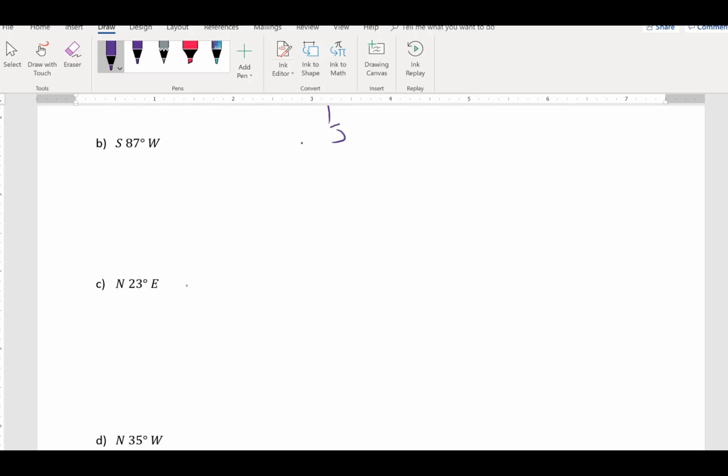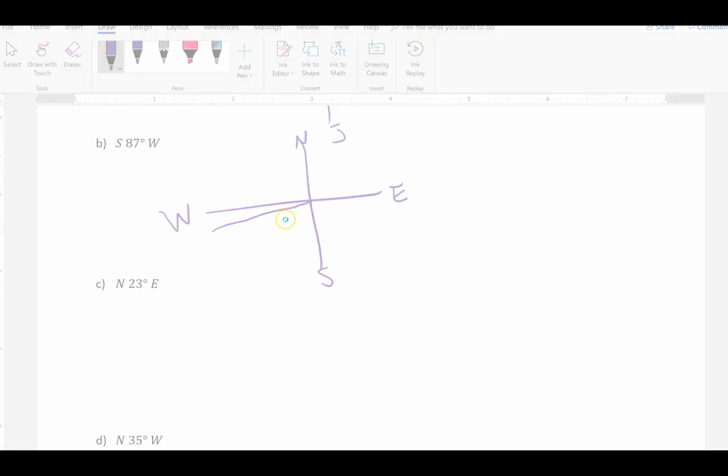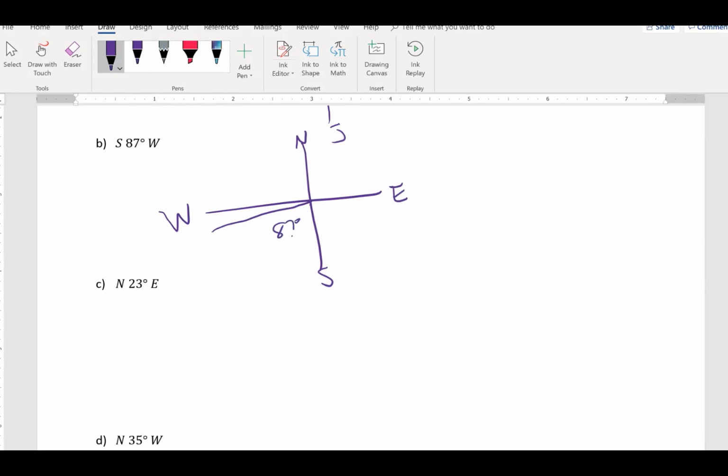The next one, same thing, north, south, west, and east. We are starting south, and then we're 87 degrees west. So south, 87 degrees west. So this is 3 degrees, so 180 plus 3 is 183 degrees without the cardinal.